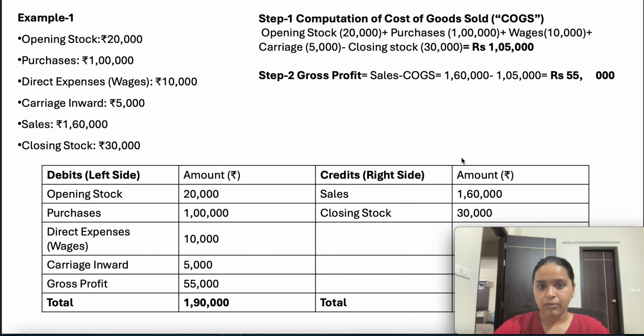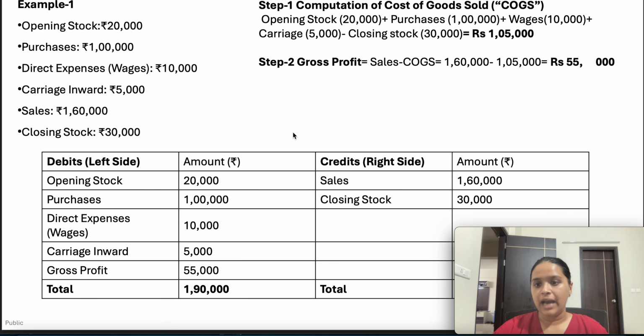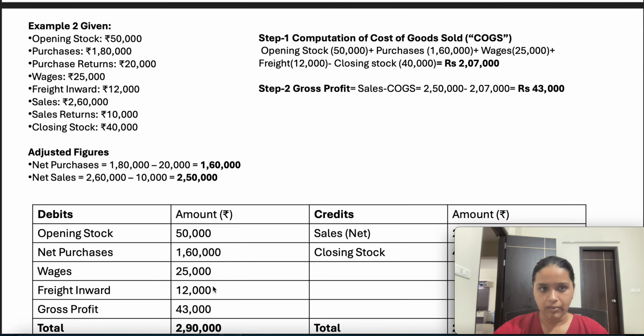And the second method is preparing the trading account. On the credit side you put the sales amount and the closing stock, because it is already given in the question. On the debit side you mention the opening stock, purchases, expenses and carriage inward, and the balance figure will be your gross profit. So there are two methods to calculate the gross profit. Either you apply the formula, or you prepare the trading account and, through the balancing figure, calculate the gross profit. You can apply both to cross-check for any mistake, and ensure that your answer is right. Okay, let's try some more examples.